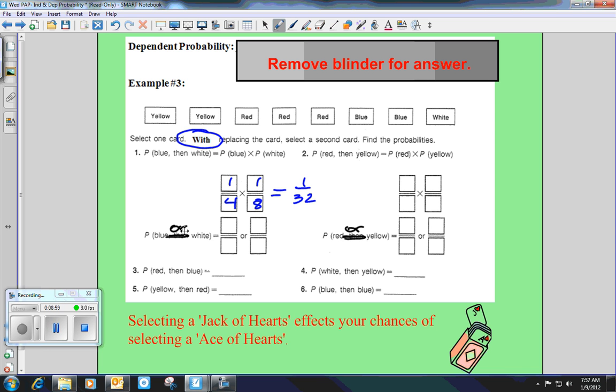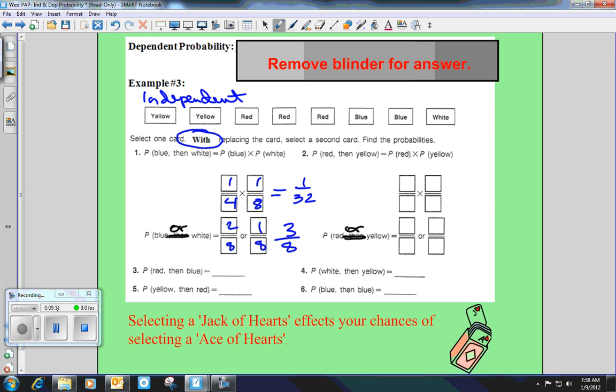If we said blue or white, we don't care which one we get, that's 3 out of 8. Or we'd add them together, 2 out of 8 for the blues, 1 out of 8 for the whites, add them to get 3 out of 8 chance of getting a blue or a white, either one. Okay, same way with number 2, you can do that one on your own. And also 3, 4, 5, 6. So this is what we've just been doing. This is still independent probability.